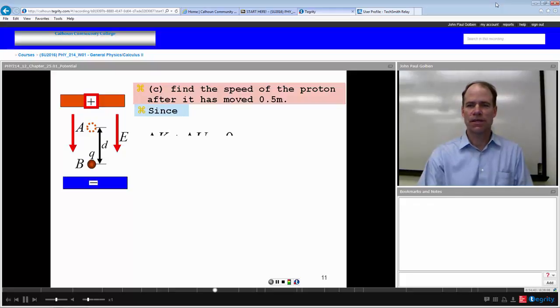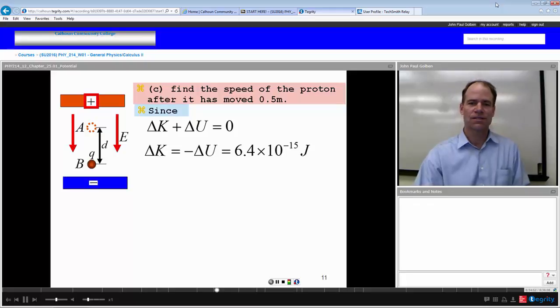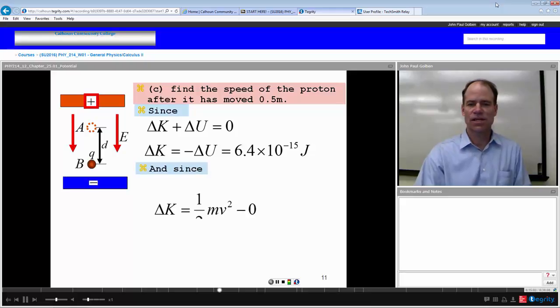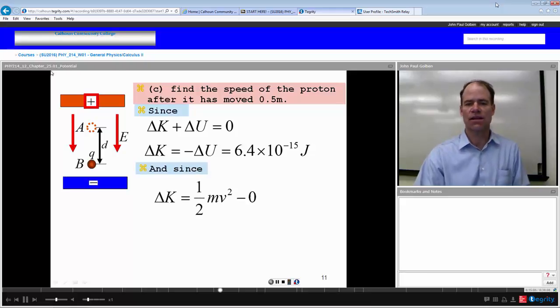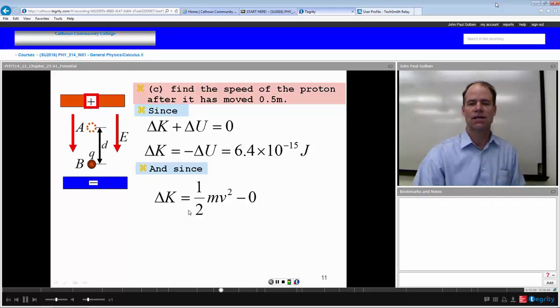Let's find the speed of the proton after it's moved 0.5 meters. Well, we know the change in kinetic energy plus the change in potential energy should equal 0. So the change in kinetic energy is equal to the negative change in potential energy, which would be a positive 6.4 times 10 to the minus 15 joules. Since our change in kinetic energy is our final kinetic energy minus our initial kinetic energy, and we start from rest, our change in kinetic energy is simply our final kinetic energy, 1/2 mv squared.